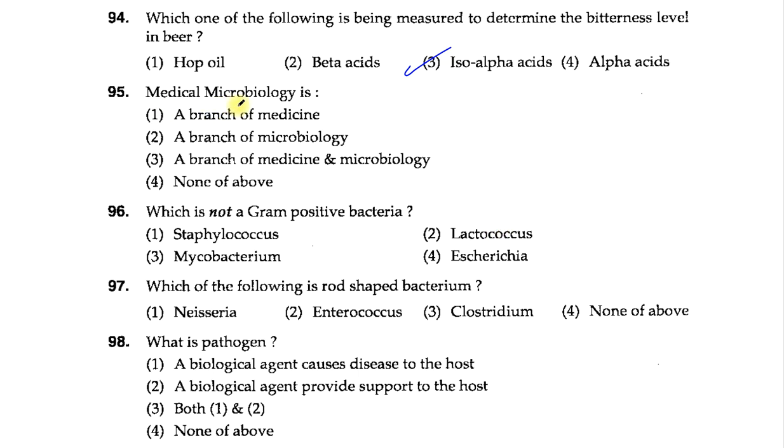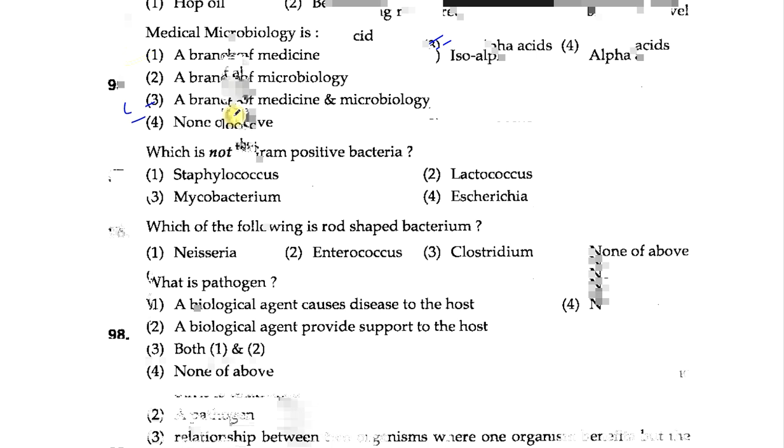95. Medical microbiology is 1. A branch of medicine. 2. A branch of microbiology. 3. A branch of medicine and microbiology. 4. None of the above. The option 3, a branch of medicine and microbiology, is the correct one.